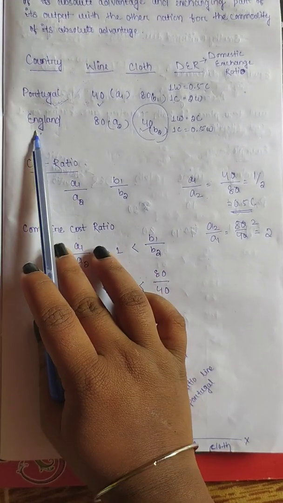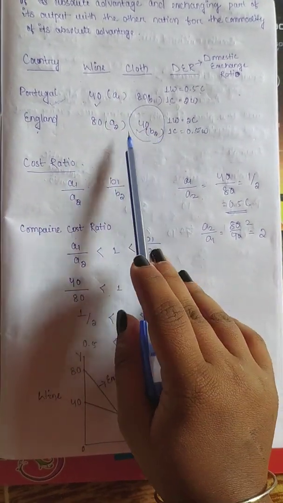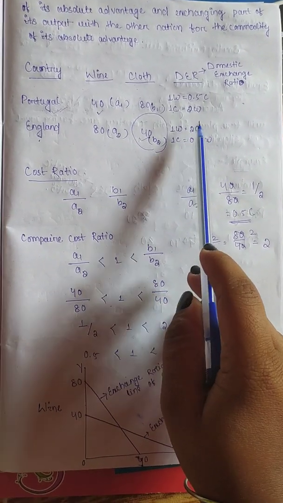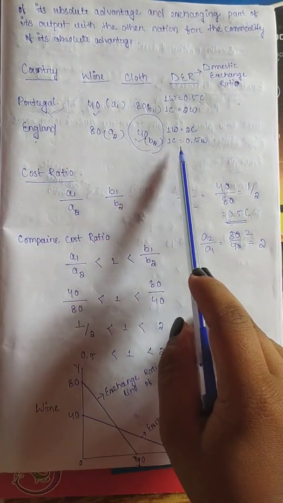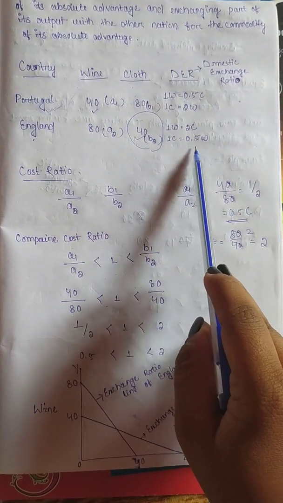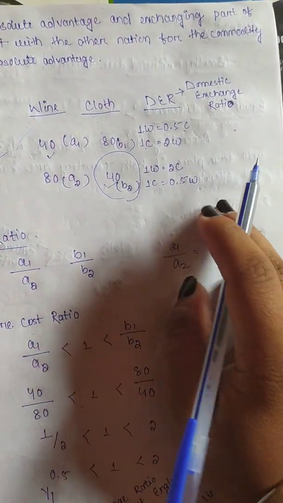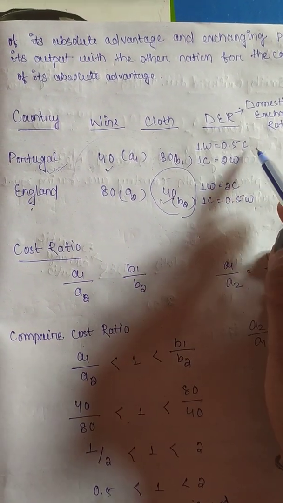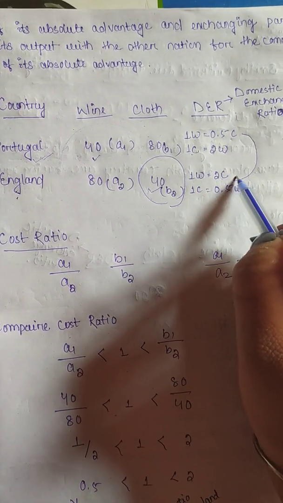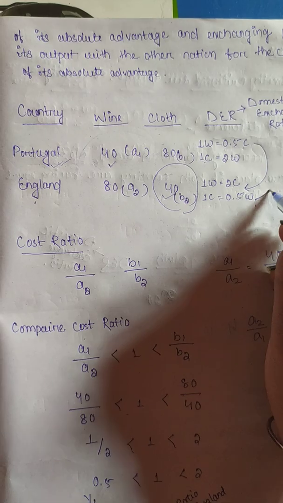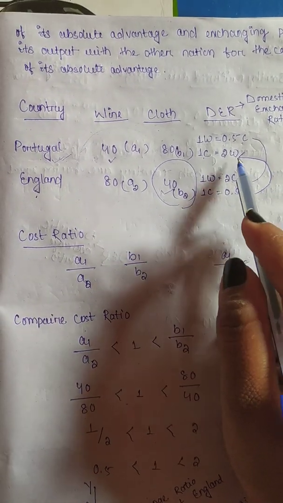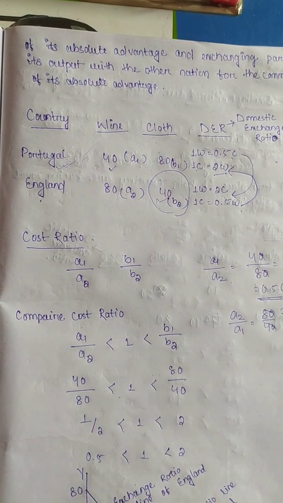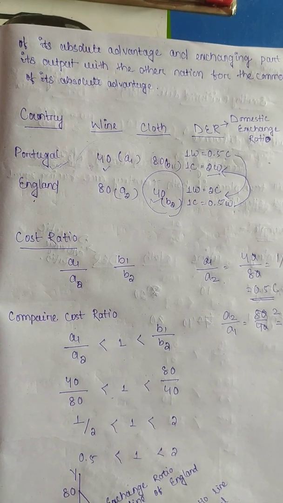Similarly, in case of England, with the comparative ratio, England can exchange 1 wine for 2 cloth in its own country, and 1 cloth can give it only 0.5 of the wine. Then here it's beneficial for both countries, since Portugal can exchange 1 wine for 2 cloth and England can trade 1 cloth for 2 wine. Here both Portugal and England benefit from participating in the trade situation.